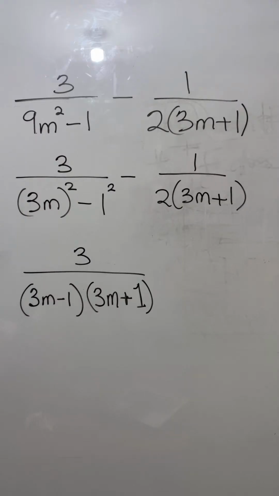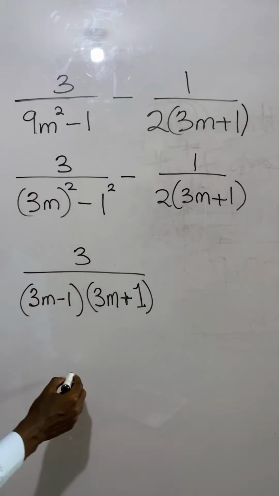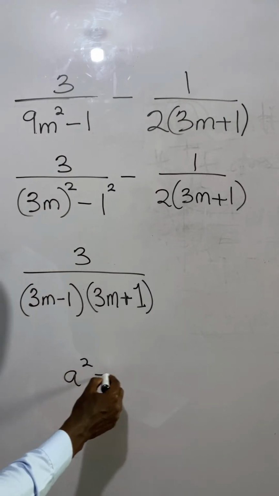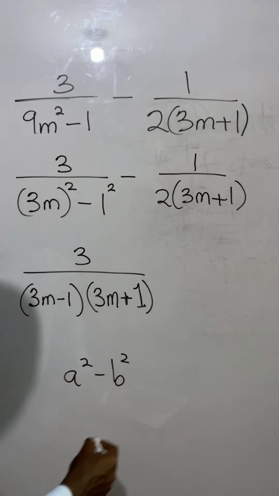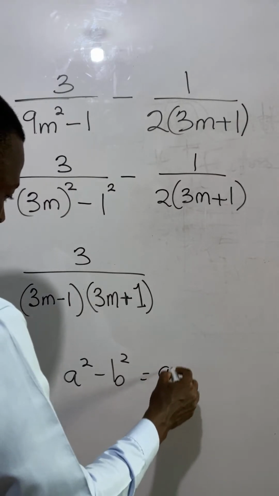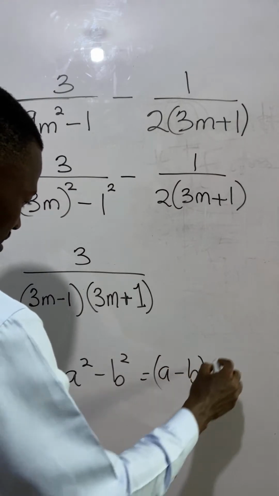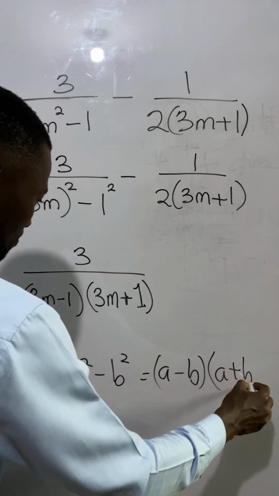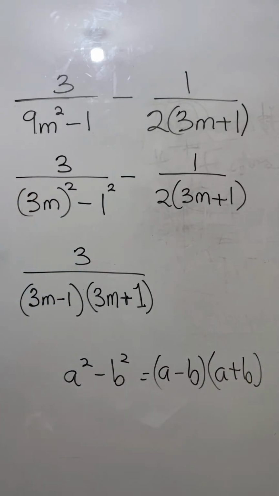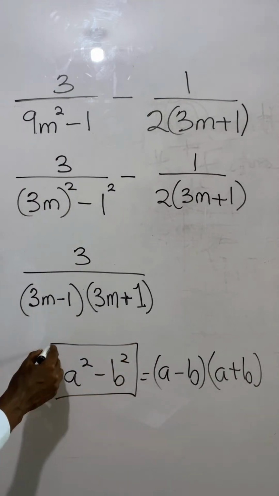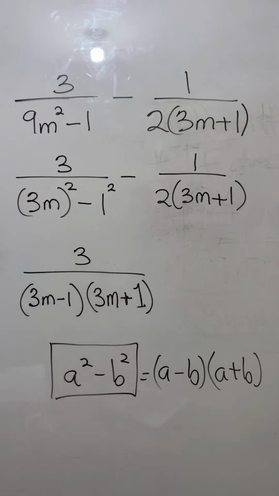If we have 3m squared minus 1 squared, a difference of 2 squares, think of it this way: a squared minus b squared is the same as a minus b multiplied by a plus b. And I can prove that to you. Let's just take a little detour to explain that really quick.